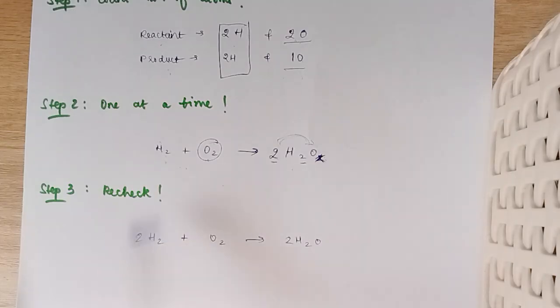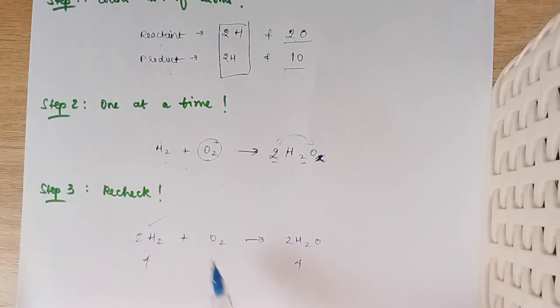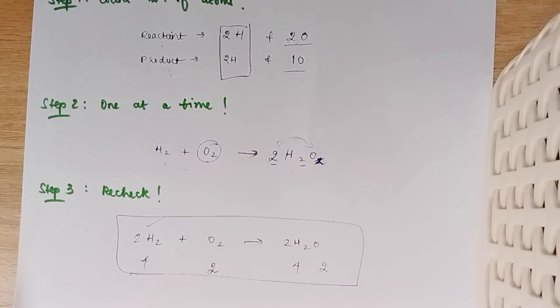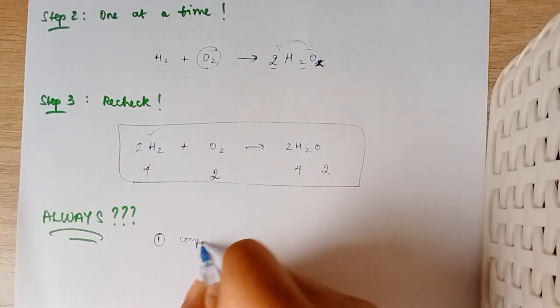Now when you look here, we see there are 4 hydrogens on the reactant side, 4 on the product side. So hydrogen is balanced. 2 oxygens on the reactant side and 2 on the product side. See, 2 into O. Now this whole equation is balanced, and these 3 steps will lead you to balance a chemical equation. But are these 3 steps the only way to balance a chemical equation? No. Whenever you balance a chemical equation, you should start with the most complicated element first.